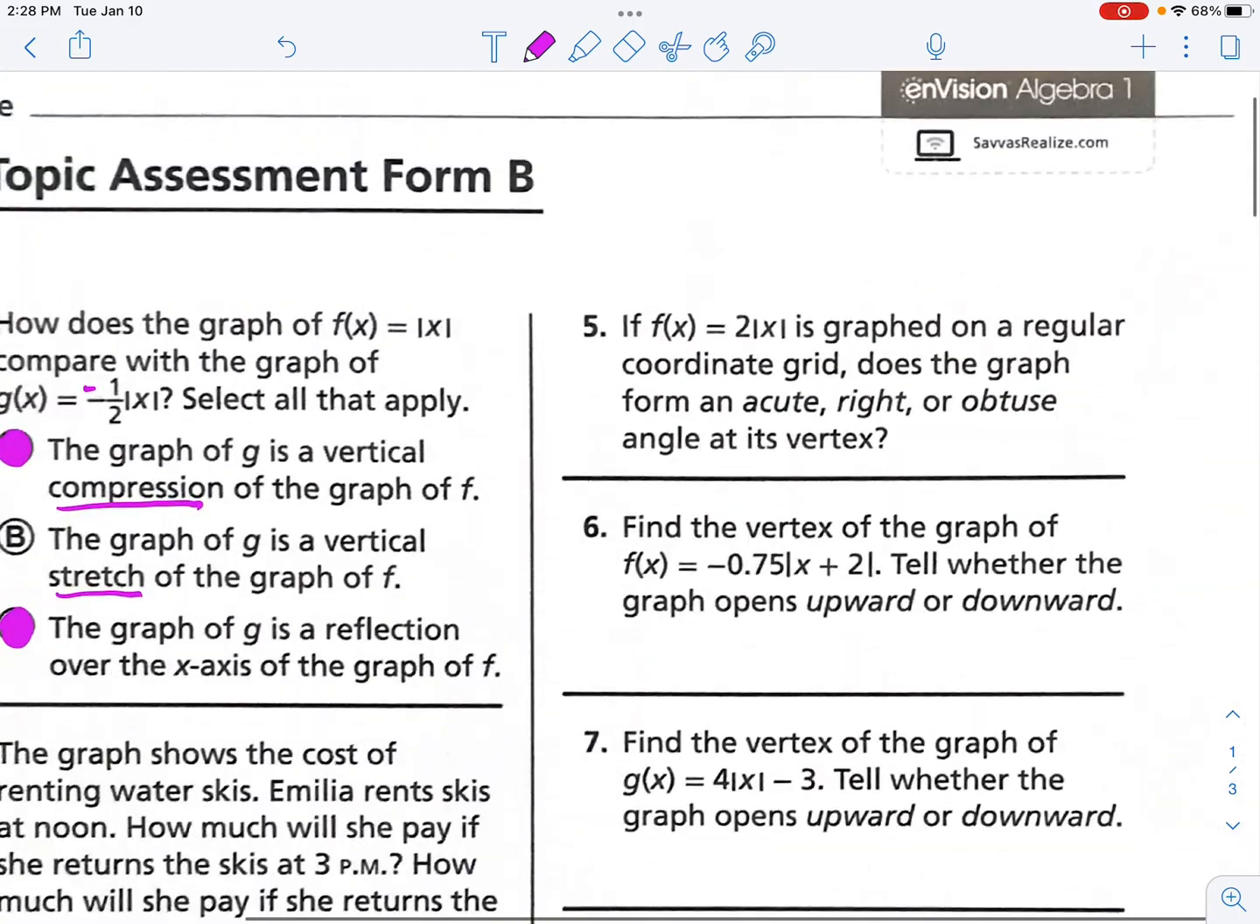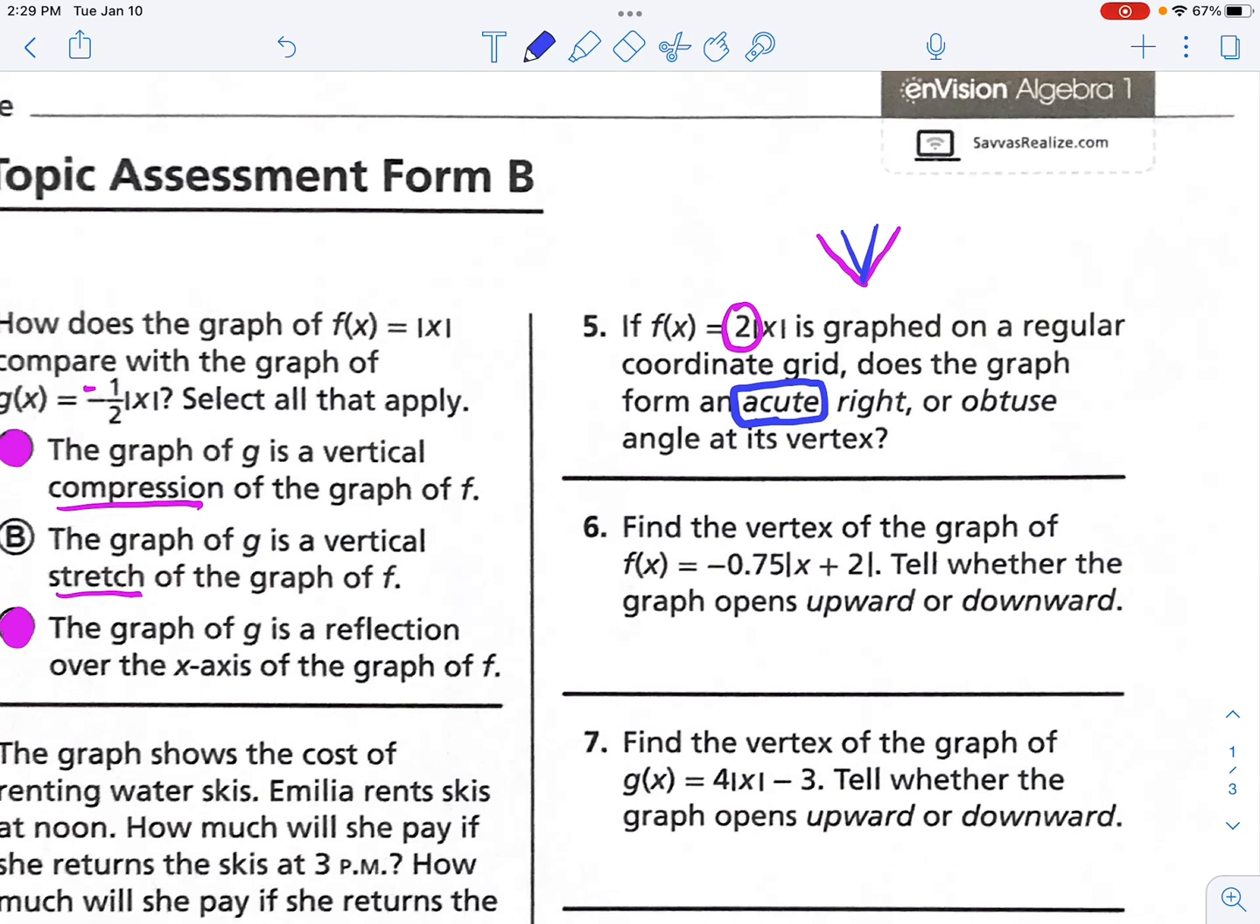Moving over to number 5. If f of x equals 2 times the absolute value of x is graphed on a regular coordinate grid, does the graph form an acute, right, or obtuse angle at its vertex? So we talked about that 2, since it is larger than 1, that's a vertical stretch, and what's going to happen is, like normally our graph is here, right? That's just going to stretch it upwards, so it's going to do this right here. So it's definitely going to make it an acute angle.